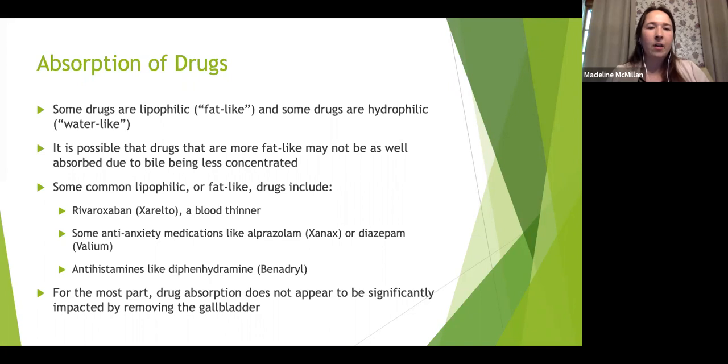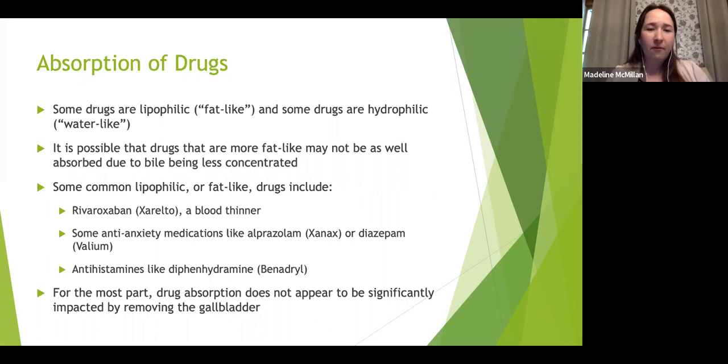And that's because the bile, even though it's still getting into the small intestine, is not as concentrated as it is when it's being held in the gallbladder. So there's some speculation that that might cause these fat-like drugs to not be as well absorbed. But keep in mind, this is something that we are still learning about. So we don't have a lot of information or data about specific drugs and how exactly they're affected by the lack of a gallbladder. But as far as we know, it's possible that the absorption might be affected.